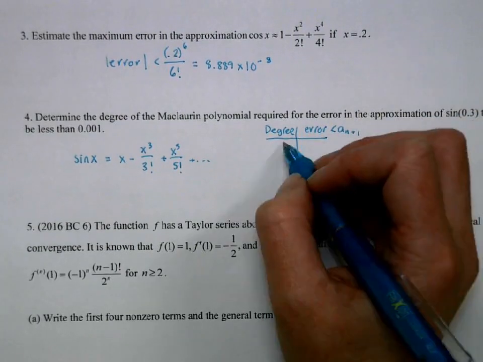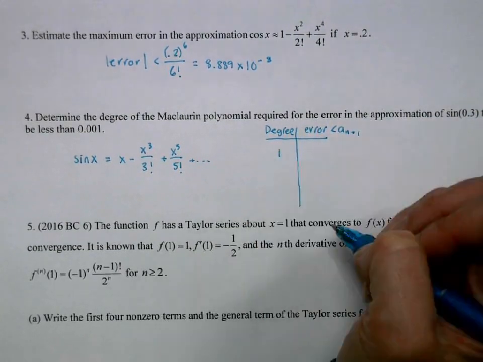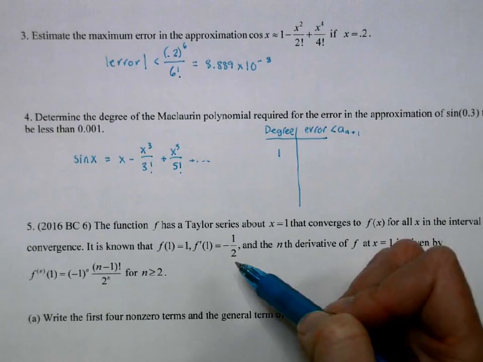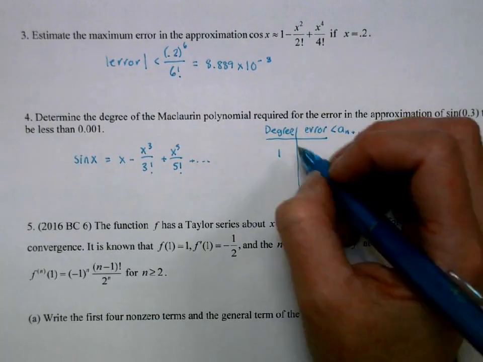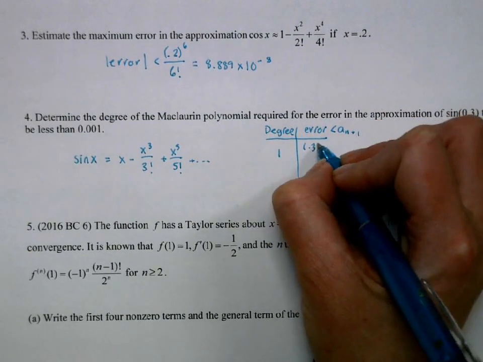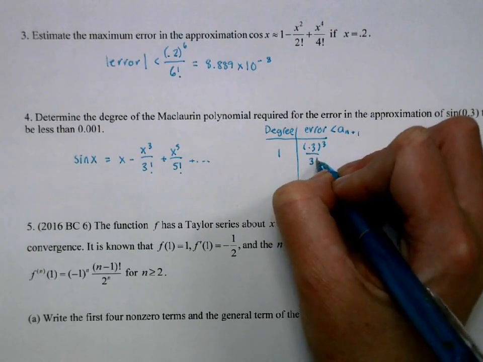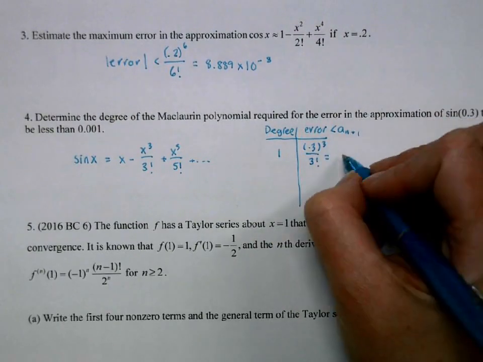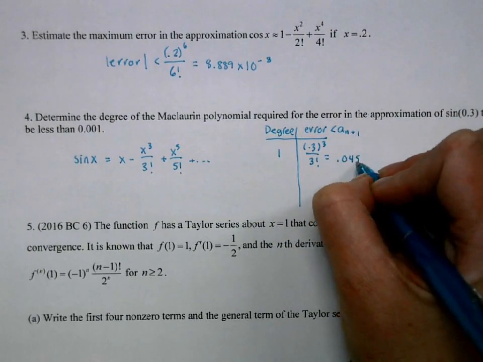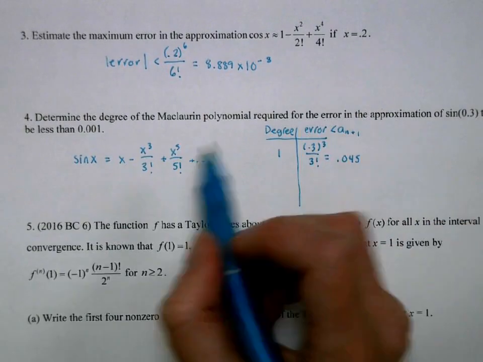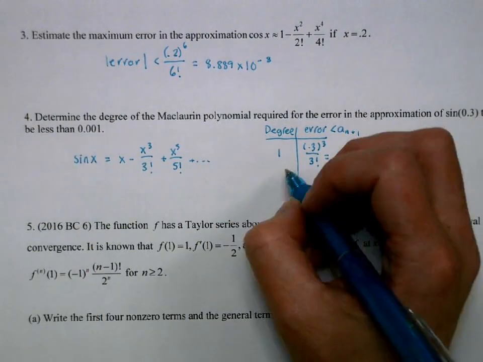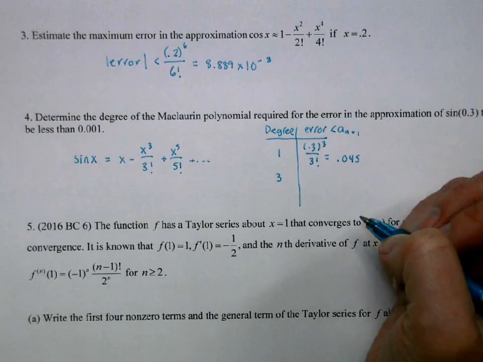Okay, so let's start with a degree 1. If I just said sine of x is x, the error would be the next term, which gives us 0.045, which is not good enough for us. We want to get less than that. The next possible degree would be degree 3.